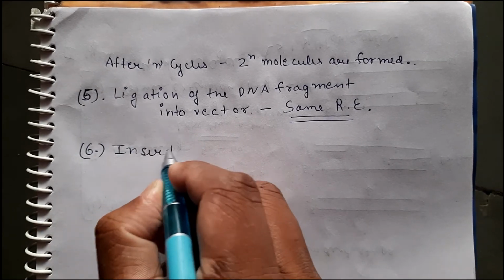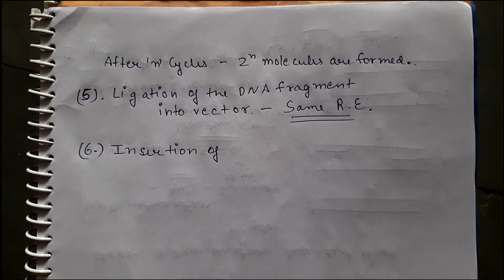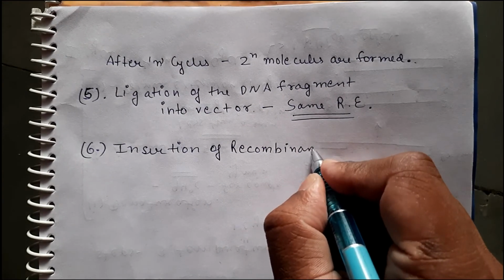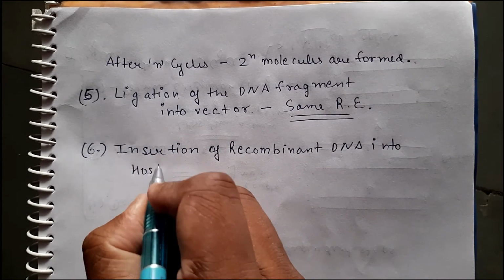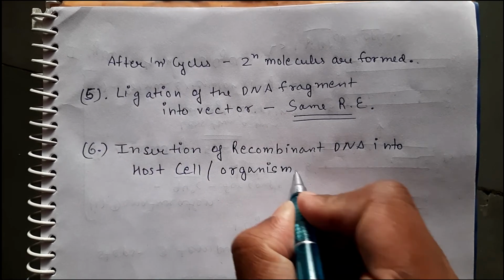Now the sixth step is the insertion of recombinant DNA into the host cell or organism. In this process, we have already made a video named competent host, which tells how the host organism is made competent, in which all these steps are already explained. Now we are going to explain these again in a little way.